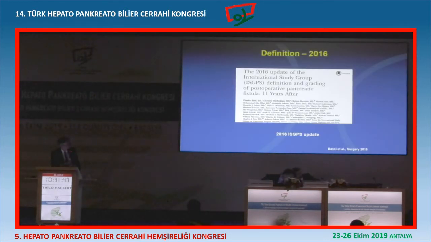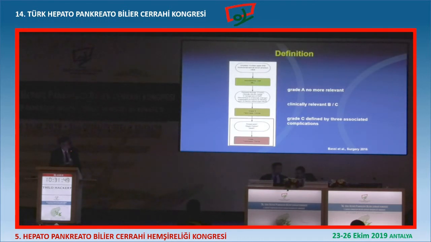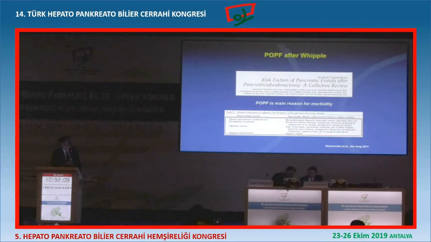You have seen this already, so I can go through this very quickly, the new definition. Please just keep in mind that we only define the grade C fistulas when you have reoperation due to fistula, when you have organ failure due to this fistula, or when you have fistula-associated death. Very easy definition. Only these three criteria are type C fistulas, the really severe fistulas, where you definitely need a rescue, and failure to rescue will result in a very poor outcome.